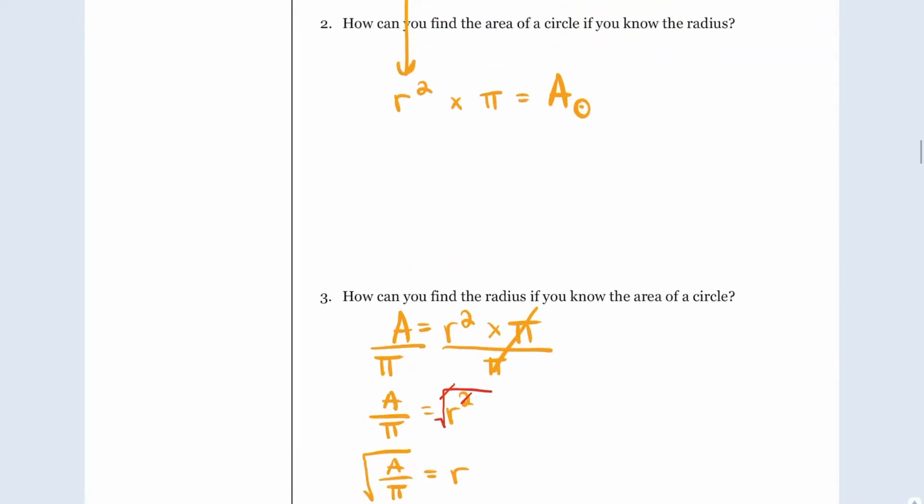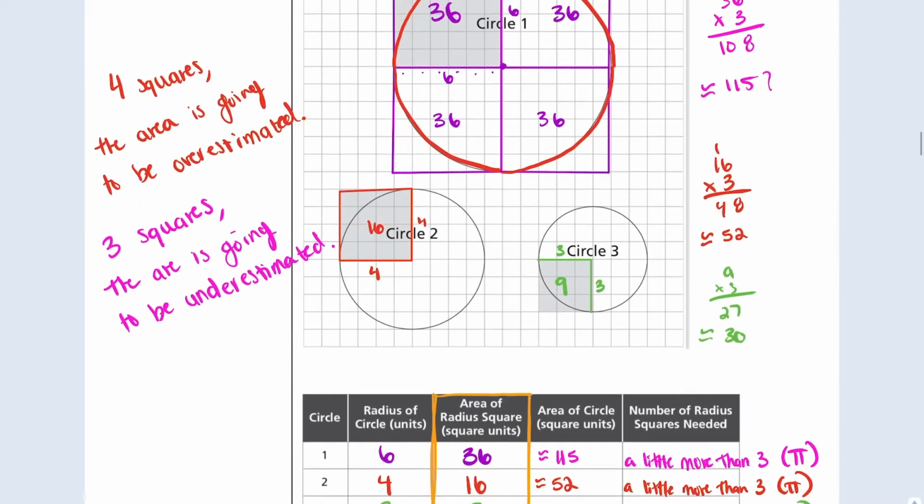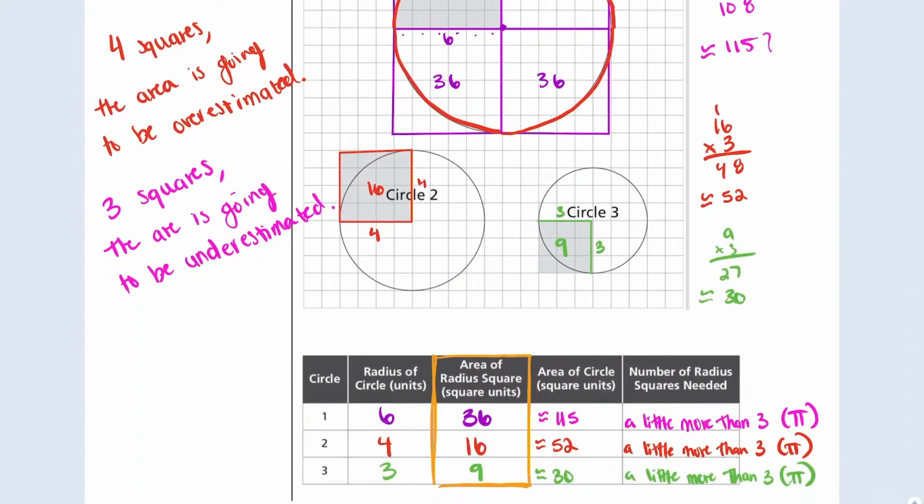Okay, so really quick, I want to take a look at this. For circle 1, my radius is 6, so I'm going to square it. 6 times 6 is 36. Then I'm going to multiply that by pi, and I get approximately 113.1. My approximation at first was 115. I shot a little high. That's okay.